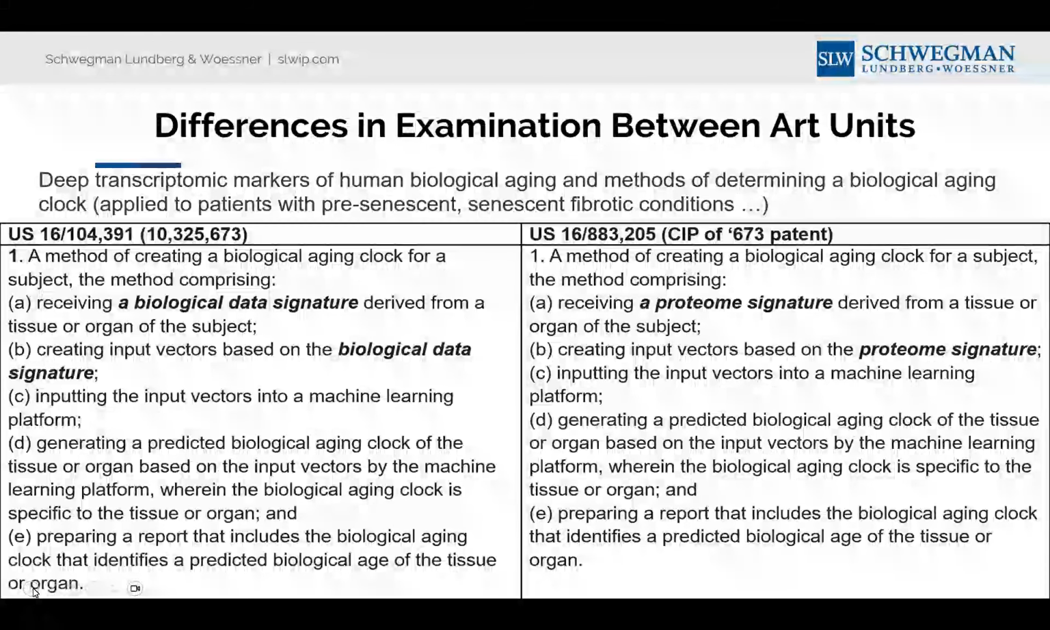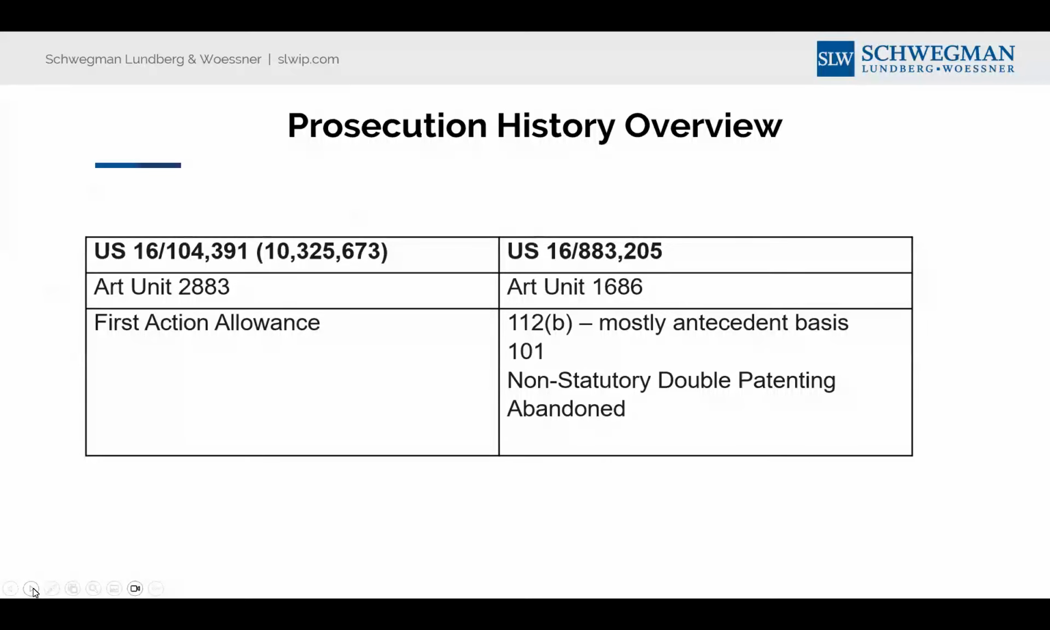The claim on the right is a CIP of that one. It also has very similar claim elements, almost exactly the same. The one on the left talks about using a biological data signature. The one on the right is a proteome signature. So next slide, please. The one on the left went to Art Unit 2883, which is very much a computational art unit.